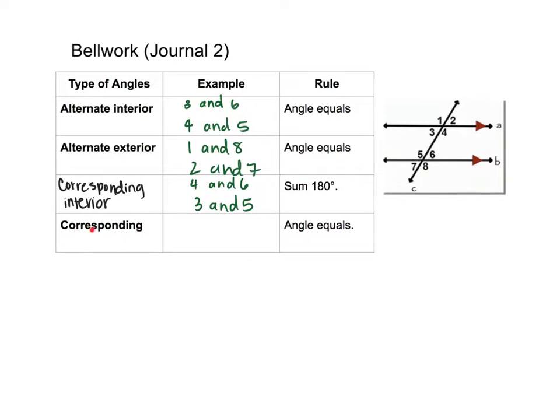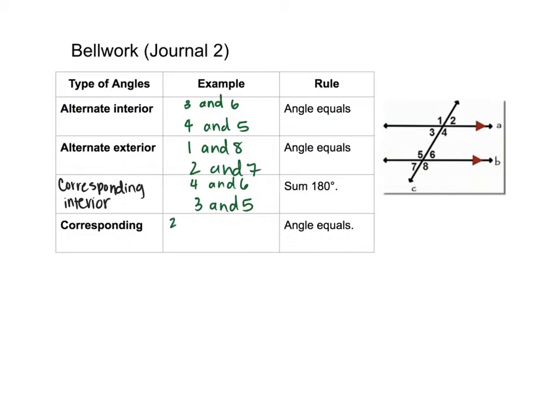Now let's head into corresponding angles. So corresponding angles also equal each other, and they are located such as 2 and 6. 2 and 6 are corresponding angles. What I like to think about is that you have an angle, you skip one, and then you go to the other one. That's how I see the pattern.